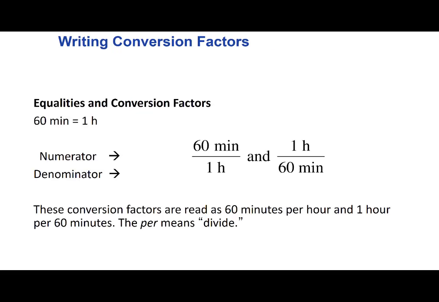We're going to start with 60 minutes equals 1 hour. Now this value could be something that you would see in the previous metric table, like those little conversion factors or equalities we saw on the right side of those tables. Writing the equality as a ratio or a numerator-denominator fraction will allow us to use those equalities in calculations. So we can write 60 minutes over 1 hour or 1 hour over 60 minutes. Both are equally valid. Note that these conversion factors are read as 60 minutes per 1 hour, or 1 hour per 60 minutes, where the per means divide.